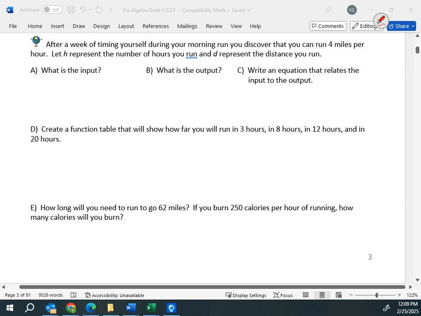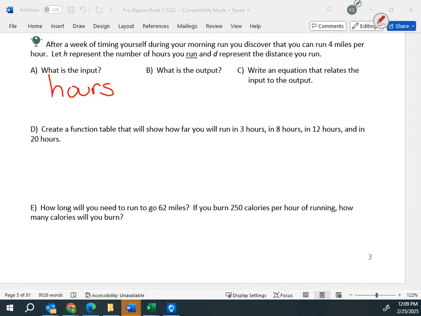If I run 2 hours, how far am I going to go? If I run 5 hours, how far am I going to go? So our input is what we are going to be changing up. So our input is the hours. What is the output going to be? The miles. So it's that distance that you run. As it says, let H represent the number of hours and D is representing that distance. Write an equation that relates the input to the output.